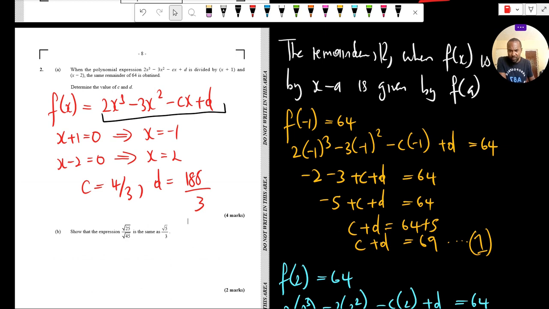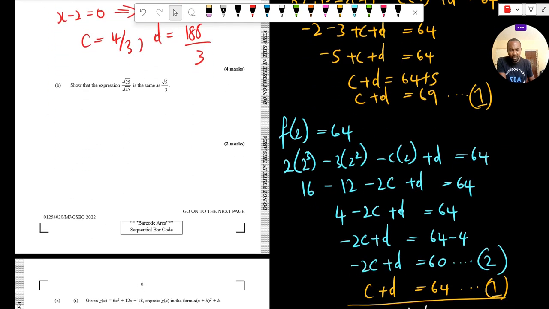So this means that f of minus 1 equals 64. So 2 times minus 1 cubed minus 3 times minus 1 squared minus 3 times minus 1 plus d equals 64. Minus 2 minus 3 plus c plus d equals 64, minus 5 plus c plus d equals 64, c plus d equals 69. That looks correct.